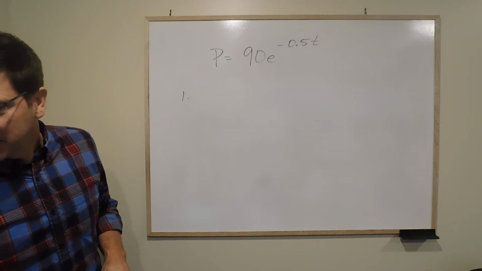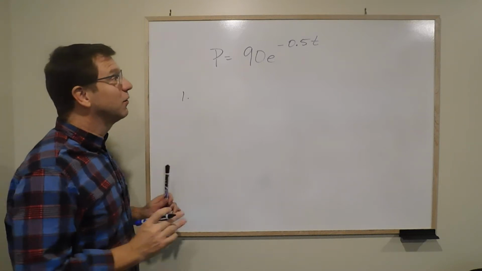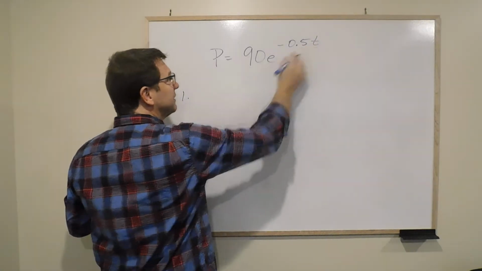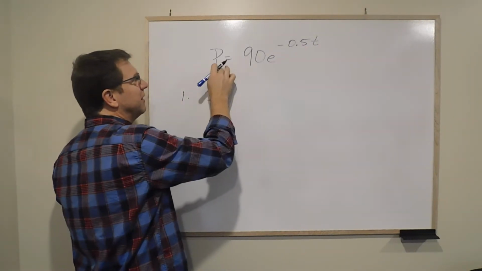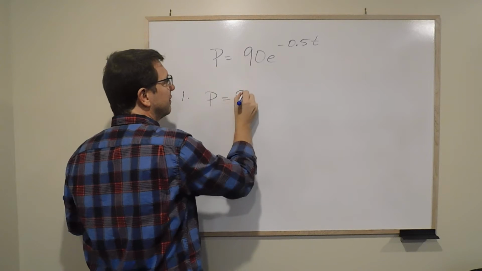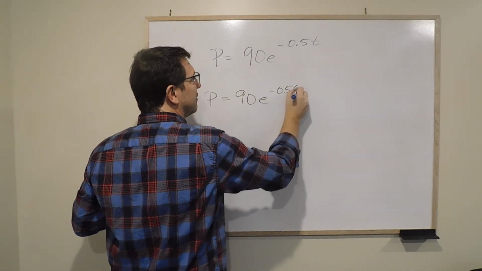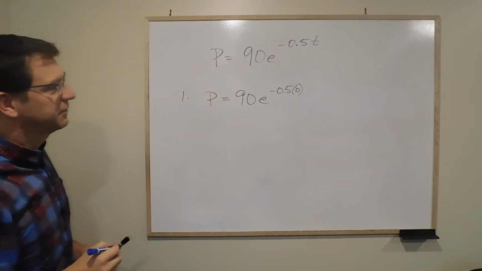What is the diastolic pressure when the aortic valve is closed, which is t equals 0? So they've told us that t equals 0, so we need to find the pressure when t equals 0.